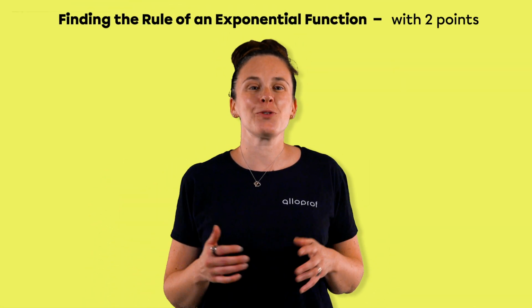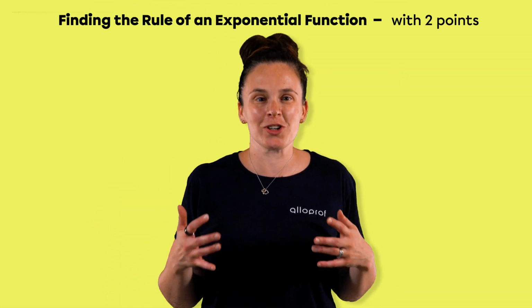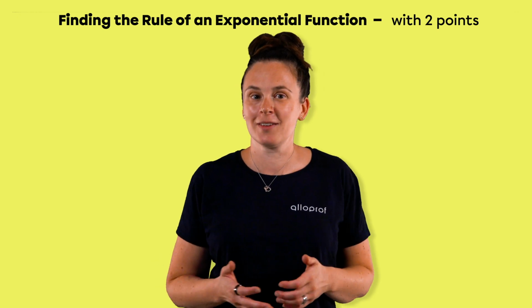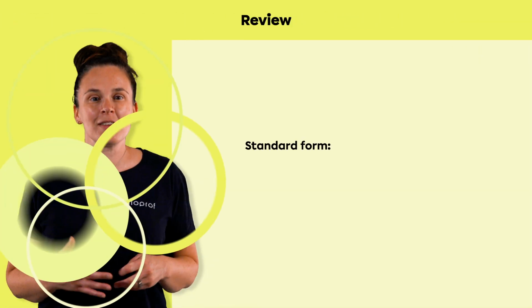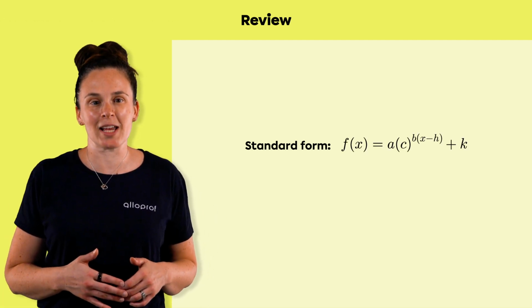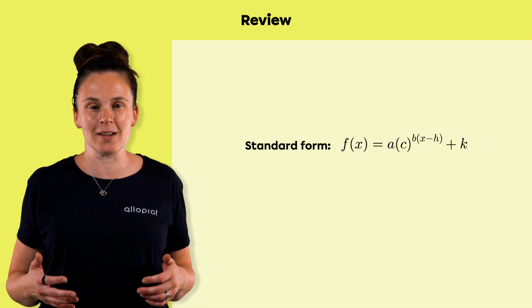This video is about finding the rule of an exponential function when you're given the equation of the asymptote and the coordinates of 2 points. Before we start, let's recall certain concepts. The standard form of the exponential function rule is f(x) = a × c^(b(x − h)) + k.